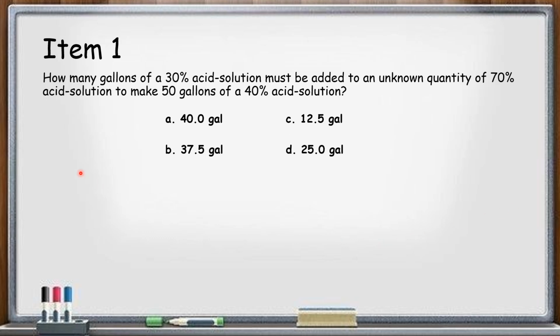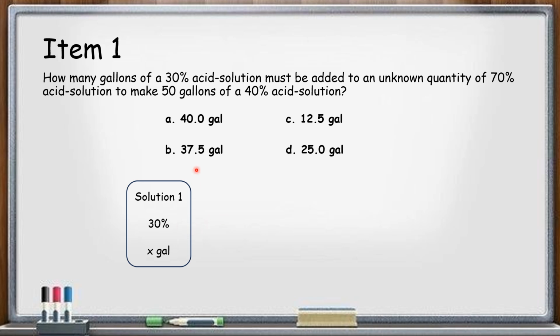All right, so item number one. How many gallons of a 30% acid solution must be added to an unknown quantity of 70% acid solution to make 50 gallons of a 40% acid solution? And the choices are given right here. For a mixture problem, it is better to approach it by making a drawing of the given mixtures. So for this problem, we have the following.